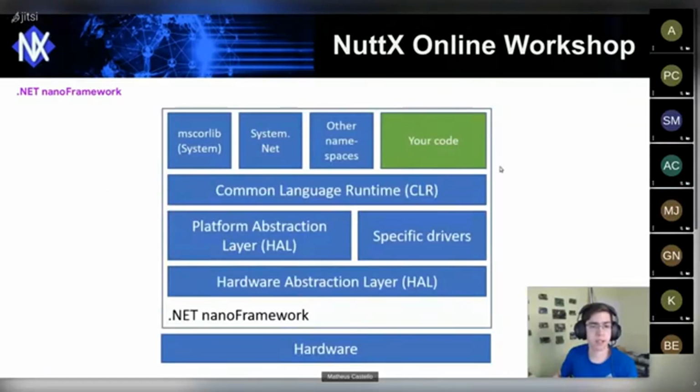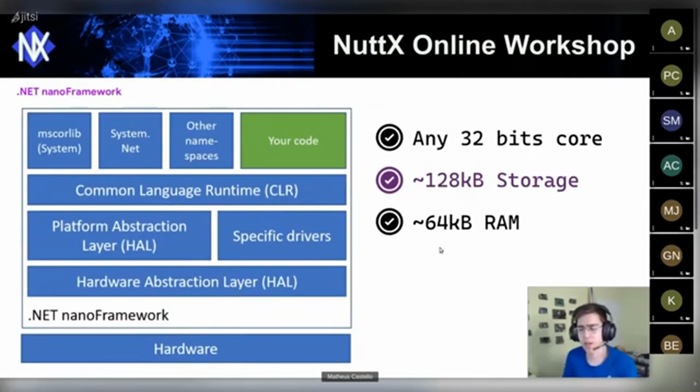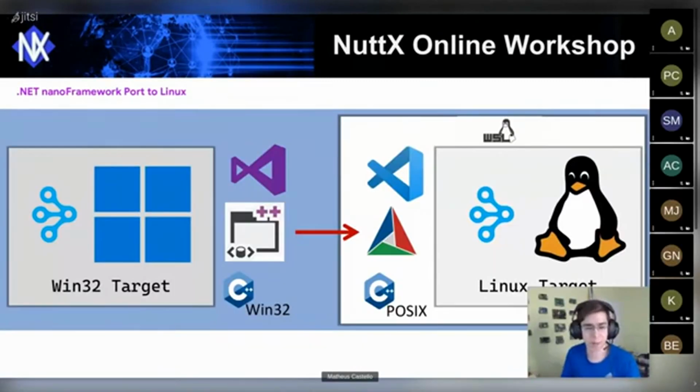This is the diagram block. As I said, we have the Microsoft Core lib, the subset of the Microsoft Core lib that has the system name 5, for example, the 64 architecture. I have to make some changes. I hope to, after that, port it to NuttX.